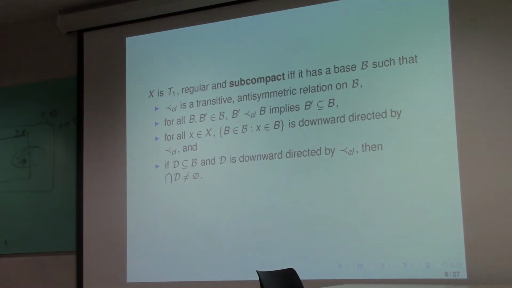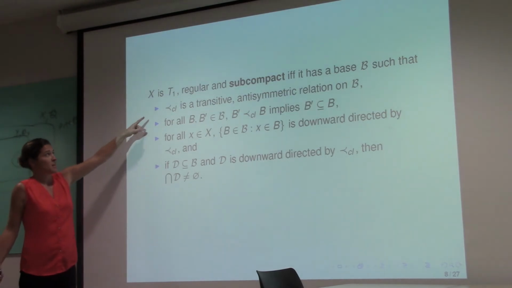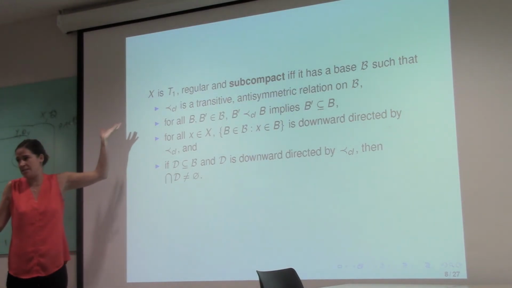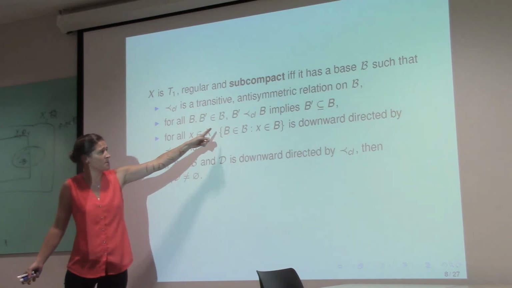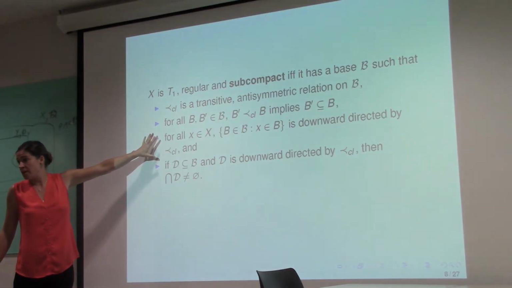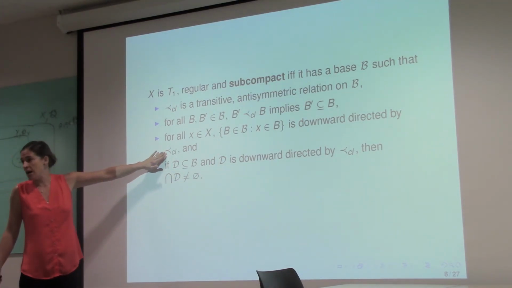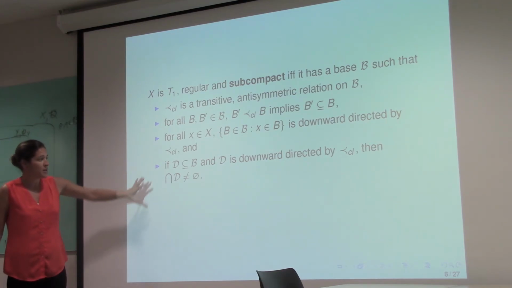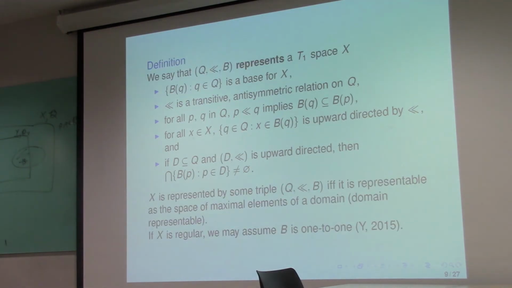So let me just restate subcompactness really quickly so that I can give you a precise definition of domain representability. These three things are just redundant on this slide. In a subcompact space, this closure relation is transitive and anti-symmetric just because it's defined as a subset. It's coarser than subset. If the closure of B prime is in B, obviously B prime is a subset of B. This is a statement of regularity here. If you have a point in the space and you consider all the B's that contain it, it's going to be downward directed by the closure relation. And then here's the completeness of subcompactness restated.